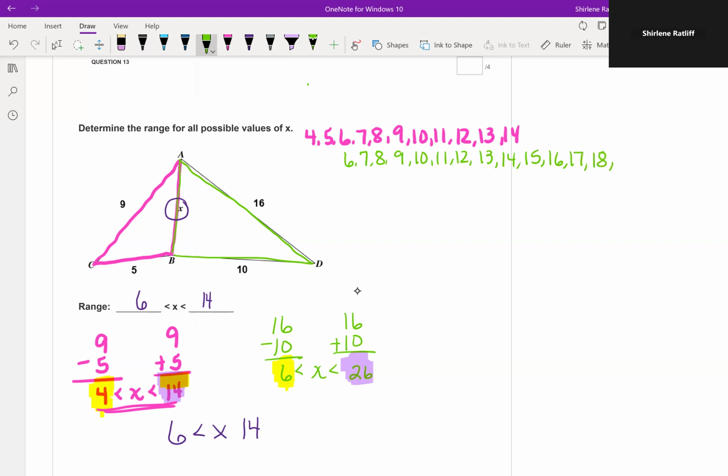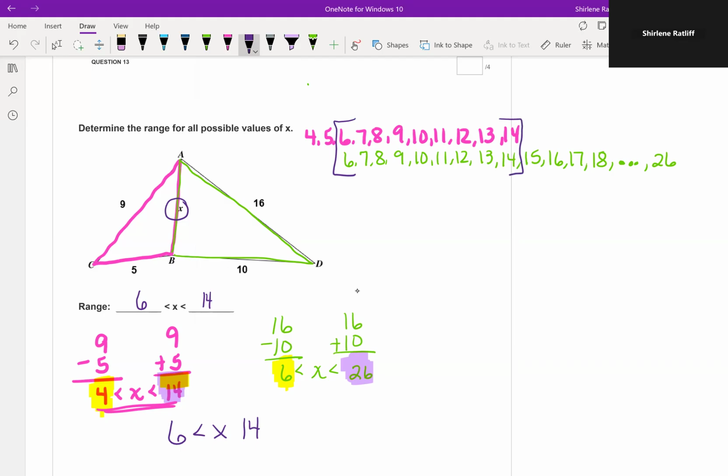Y'all, I noticed that I've run out of my overlap, so I'm going to go dot, dot, dot, 26. Now we want to take the ones they have in common. The ones they have in common start with the 6 and end with the 14.